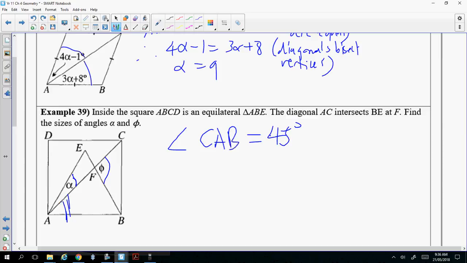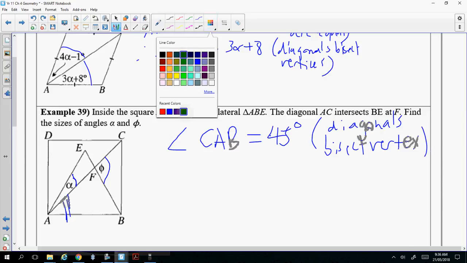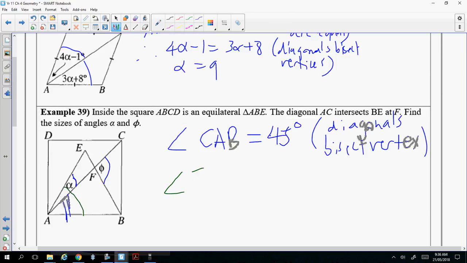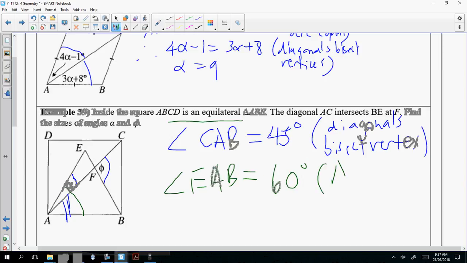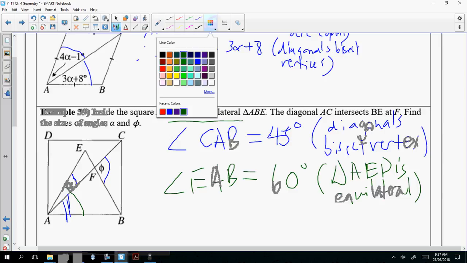Let me ask you another question. What would this angle be? Angle EAB. 60, because it is equilateral. Triangle AEB is equilateral. Okay, good. And then how do we find alpha? Yeah, 60 minus 45, 15 degrees. Good. Okay, let's label 15 there because that will be useful later on. Let me write it properly.